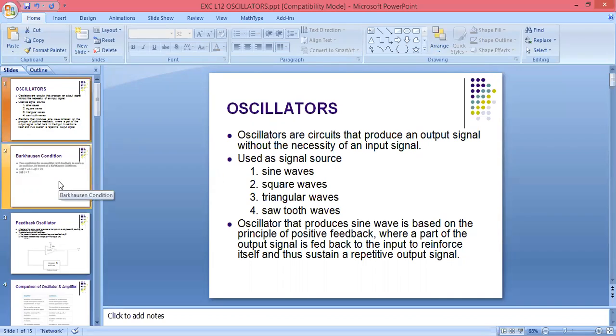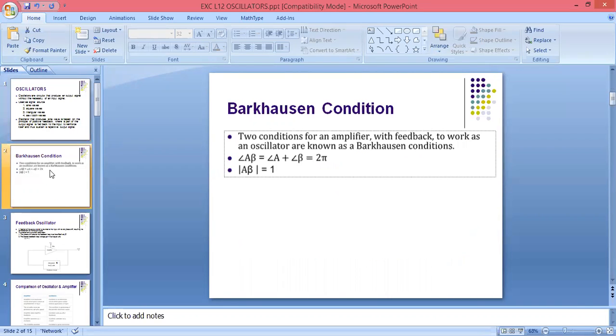So when we have to use a circuit as an oscillator, we have to follow the Barkhausen criteria. It means if we are using an amplifier with feedback and we are supposed to use that circuit as an oscillator, the Barkhausen condition will be followed. As per this condition, we require loop gain equal to 1, and the feedback will be positive. It means the output will be in phase with the input.